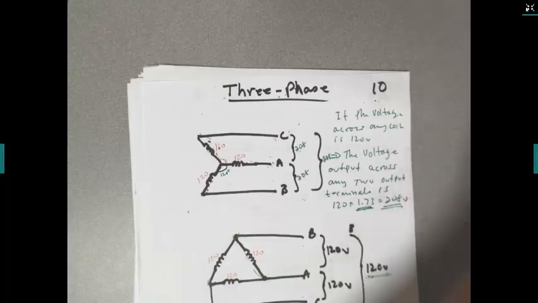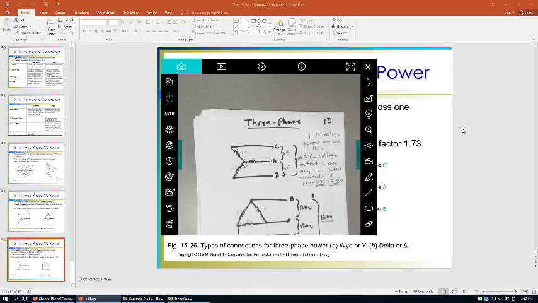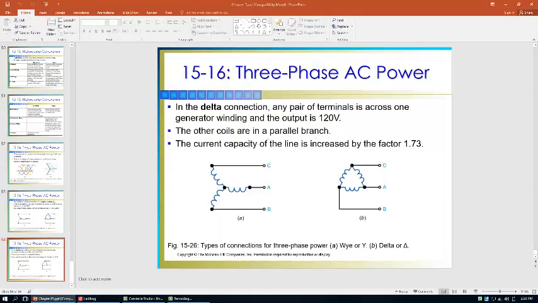And the current on this one, though, is going to be higher by a factor of 1.73 as well. So with that being said, this is the end of chapter 15, and I hope you enjoyed it.